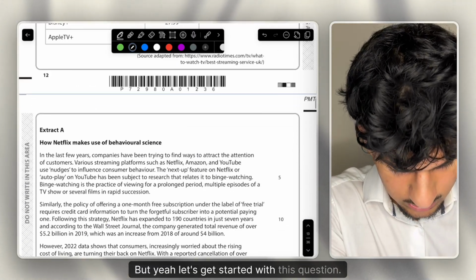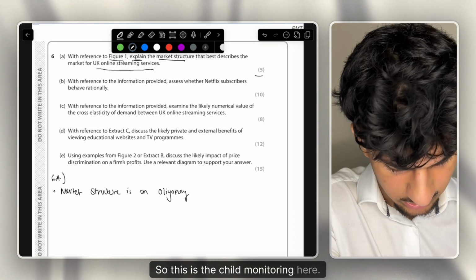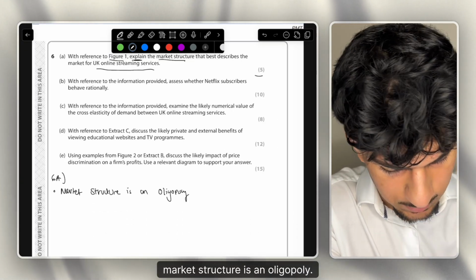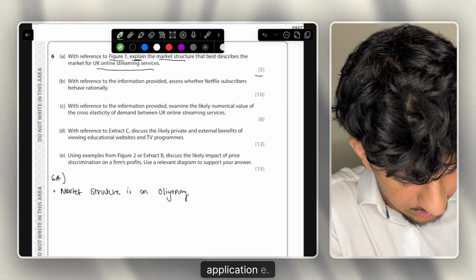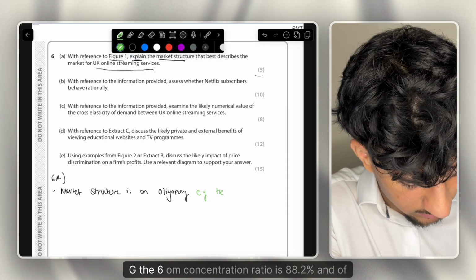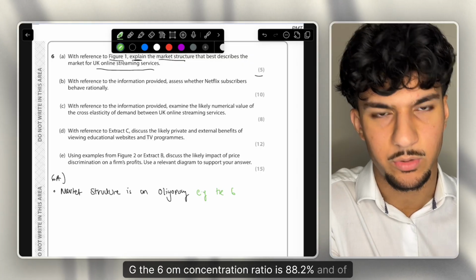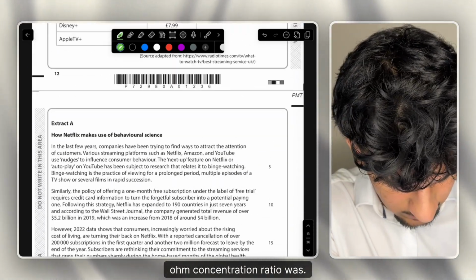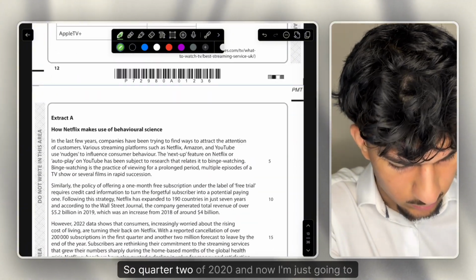Let's get started answering it. So this is how I'm answering it. First, I'm telling them the market structure: the market structure is an oligopoly. I'm then going to give the application, e.g. the 6 firm concentration ratio is 88.2%. And of course, I do need to mention when that 6 firm concentration ratio was. I think it was June, so Q2 of 2021.